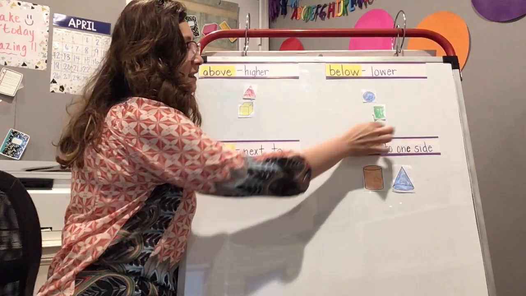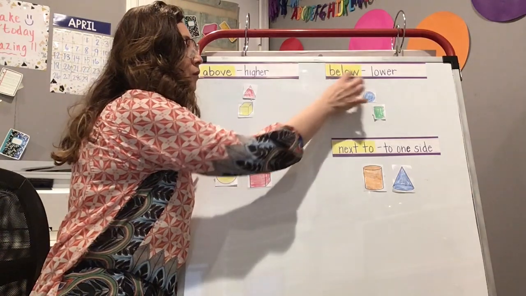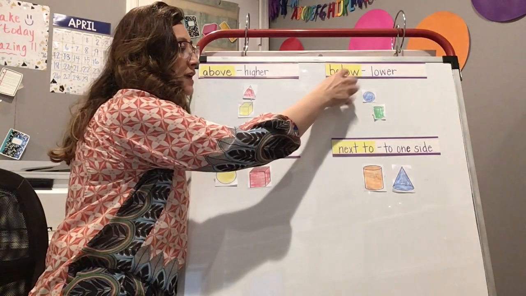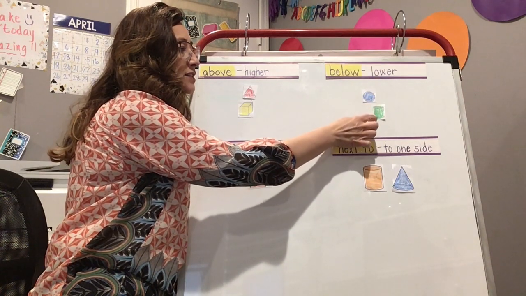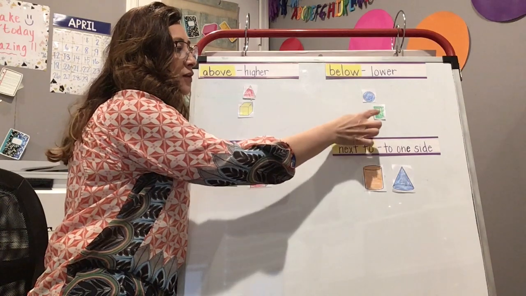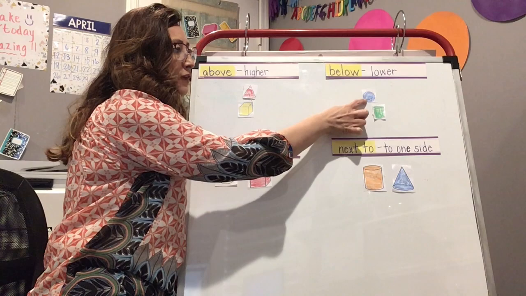Let's take a look at these pictures here. Below means lower. So we can say the green cylinder is below the blue sphere.